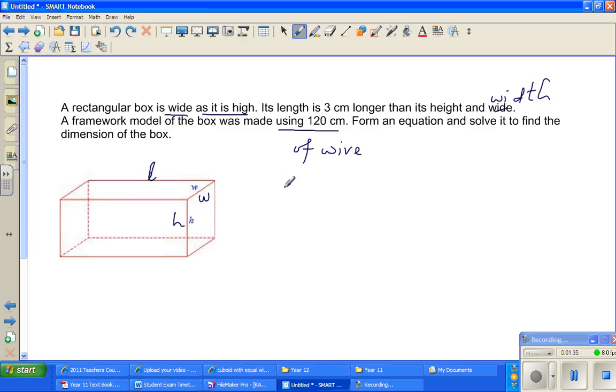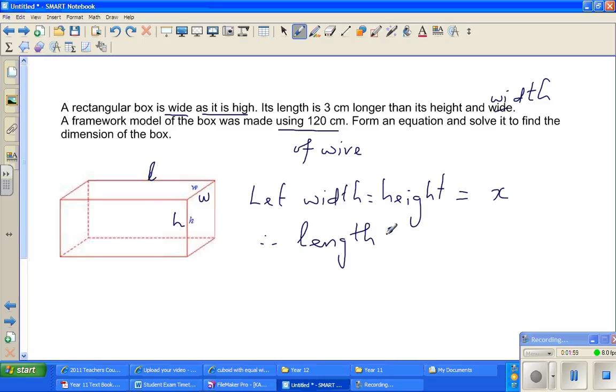So what do we know? What they are saying is the width and the height are equal. So let the width equal the height equal X. Therefore the length, or L, would be how much? It says 3 centimeters more than the height and width. So it will be X plus 3.